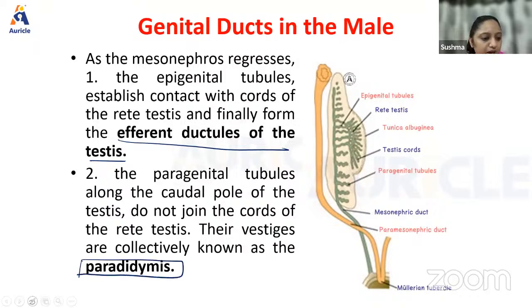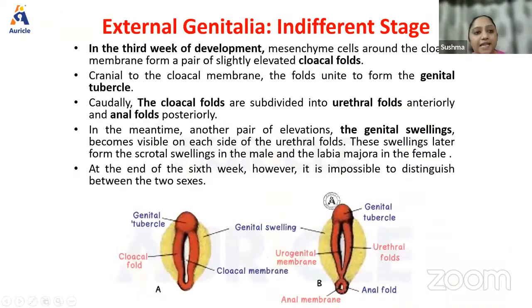Okay, this may be asked as just a short note, guys, but not very important. Now, external genitalia in different stages. By the 3rd week of development, mesenchyme cells around the cloacal membrane form a pair of slightly elevated cloacal folds. Then, cranial to the cloacal membrane, the folds unite to form the genital tubercle.